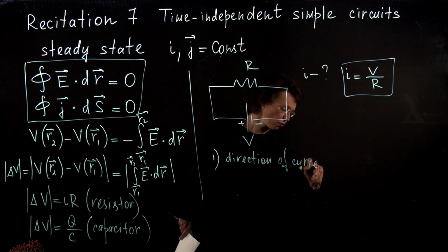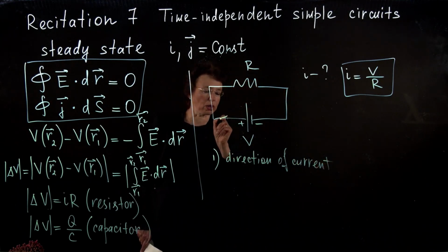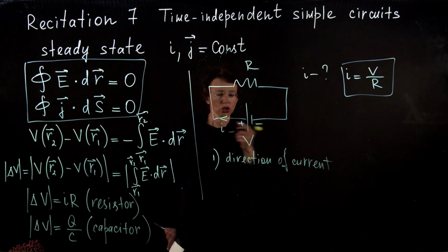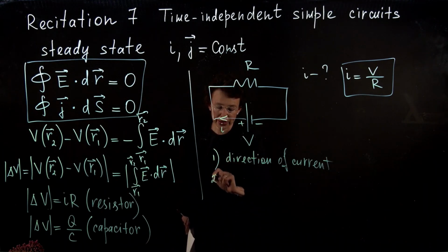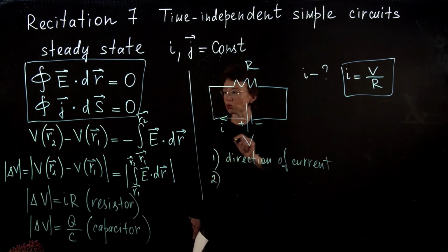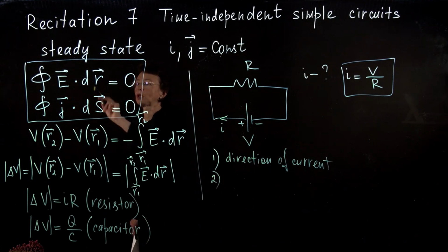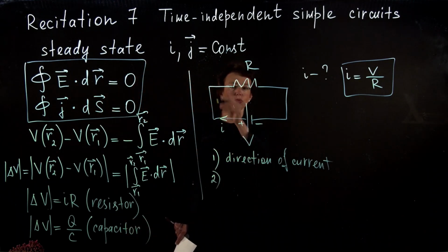What is the direction of current? Choose something reasonable. In this case, it's an obvious choice. Current is in this direction. Then, the next step is to choose in which direction you will go around the loop. You need the loop, you go around the loop.